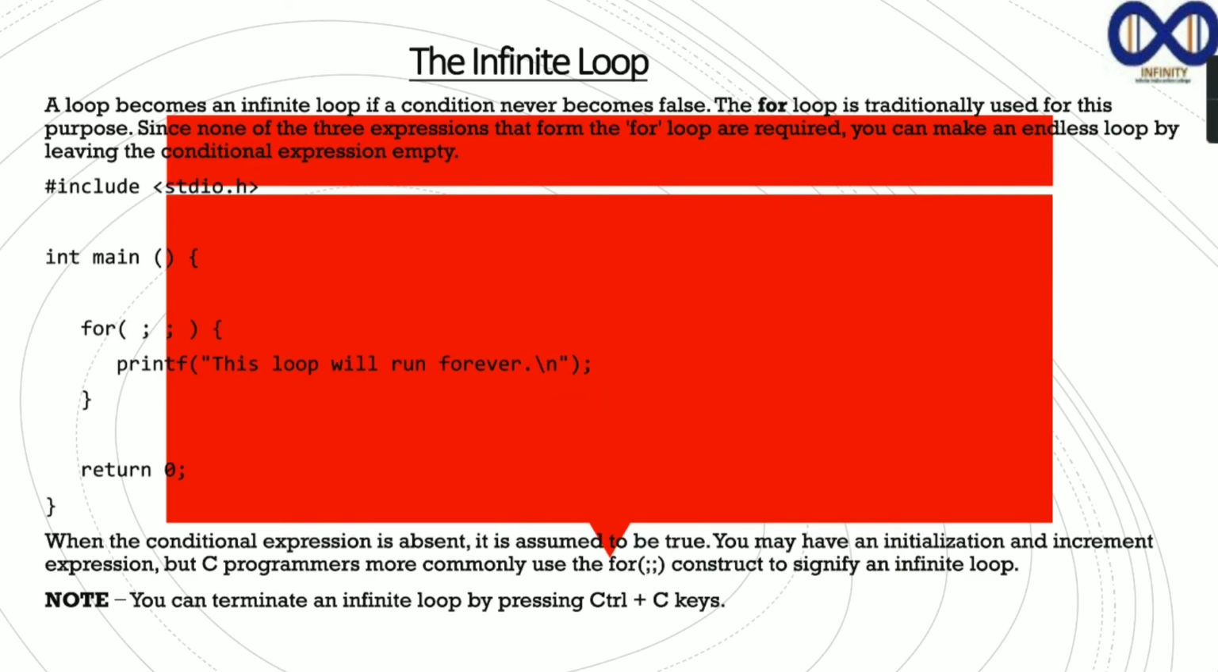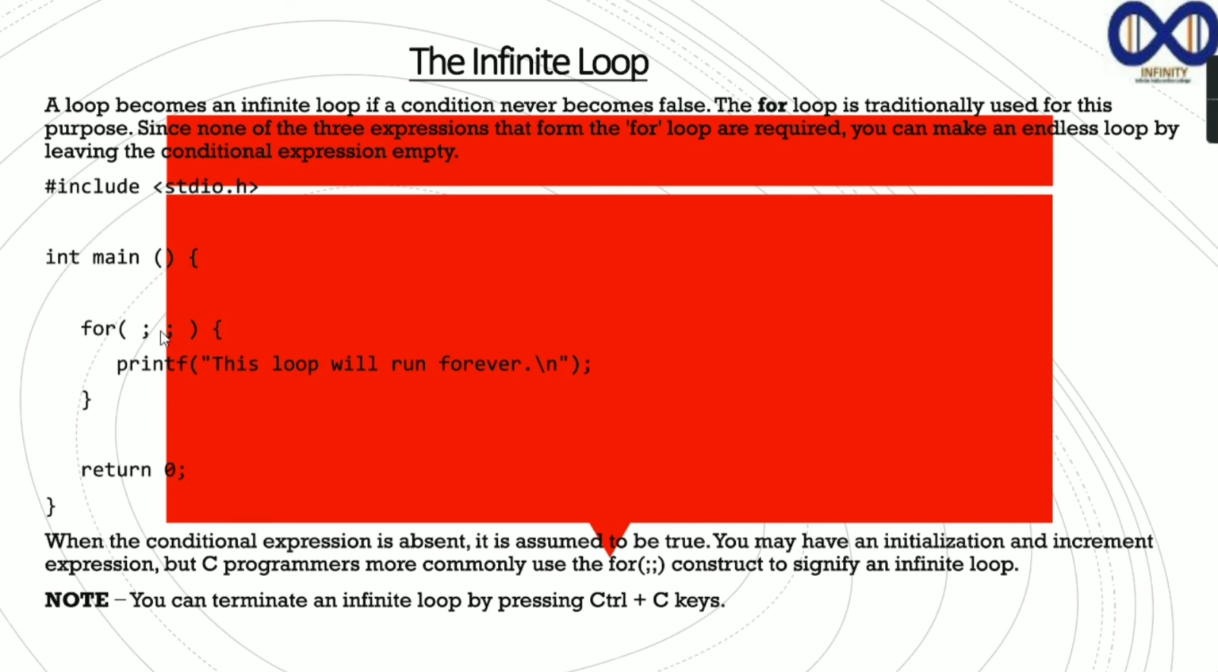So here is the infinite loop, and after the infinite loop I will end the session. Today's loop session is going to be over. A loop becomes an infinite loop if a condition never becomes false. The for loop is traditionally used for this purpose. Since none of the three expressions that form the for loop are required, you can make an endless loop by leaving the conditional expression empty.